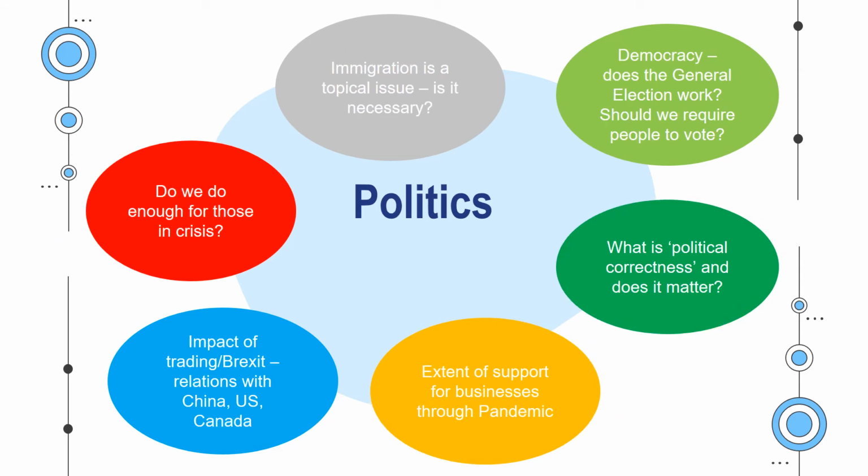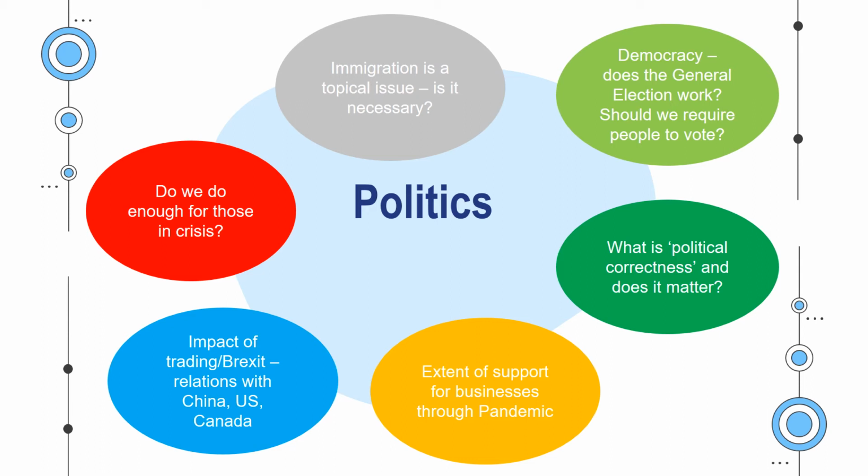Okay, politics. So some of the issues here. So immigration, always a topical issue. Is it necessary? And when we're thinking about the recent refugee crisis, the Afghan crisis, have we done enough? A question could be, should we have a refugee programme? Should we provide asylum to those seeking refuge from Afghanistan or other countries? Or should it be limited to neighbouring countries? So you can see a potential question there.